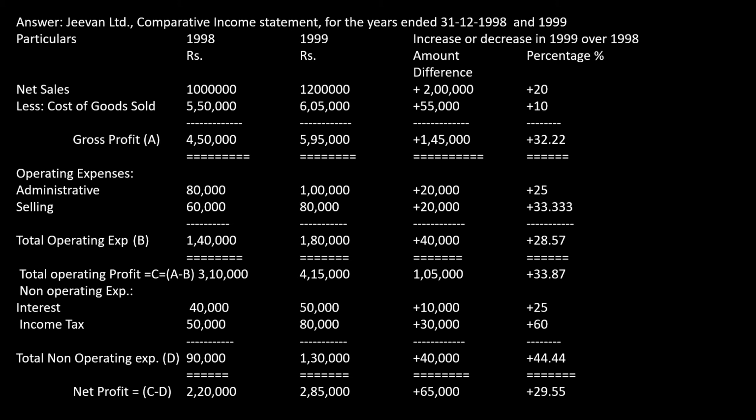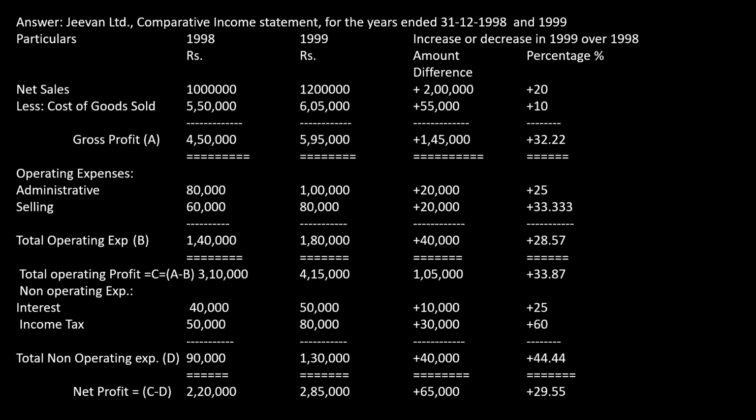Once I know the gross profit, I'll minus the rest of the expenses, the operating expenses and non-operating expenses, one by one. I'll do the operating expenses first. In operating expenses, I have administrative expenses. In the first year, 80,000. The second year, it is increased to 1 lakh, which means a net increase of 20,000. When there's an increase, you write plus. When there's a decrease, you write minus. The difference amount is written as the amount with its sign.